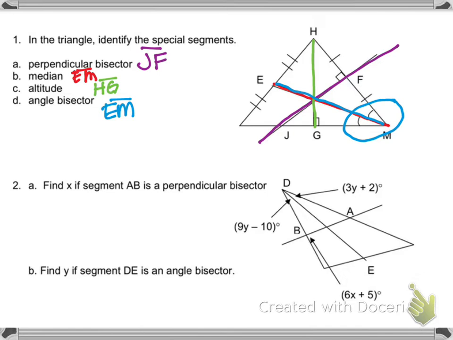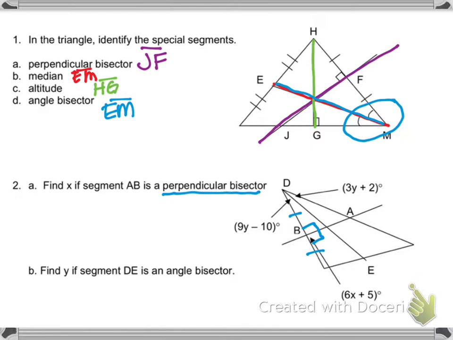Number 2, it says find X if segment AB is a perpendicular bisector. As soon as you see what they're calling that, you need to put those markings on there. Perpendicular would mean that those are right angles where the B is, and then it would also mean that that segment is getting cut in half. You want to have those so that then you can see how to set up the problem.